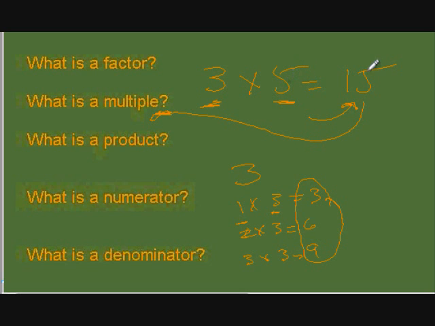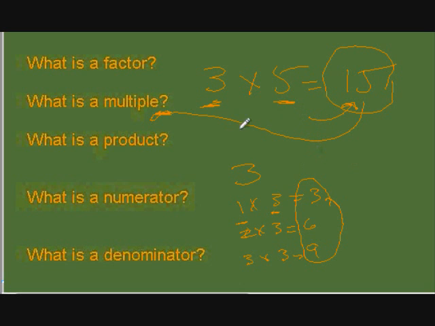3 and 5 are the factors of 15. 15 is a multiple of 5. It is also a multiple of 3. How about product? Product is the answer in a multiplication problem. So the product of 3 and 5, just like saying the answer of 3 times 5, is 15. So 15 is a multiple of 5. 15 is a multiple of 3. It's also the product of 3 times 5. Are we good to go?